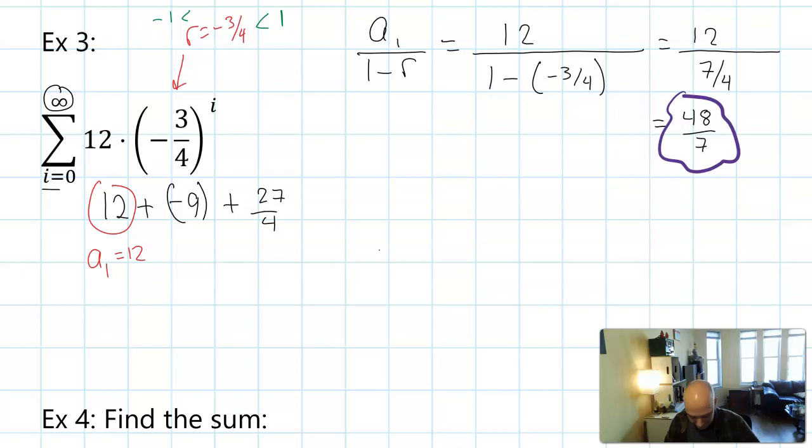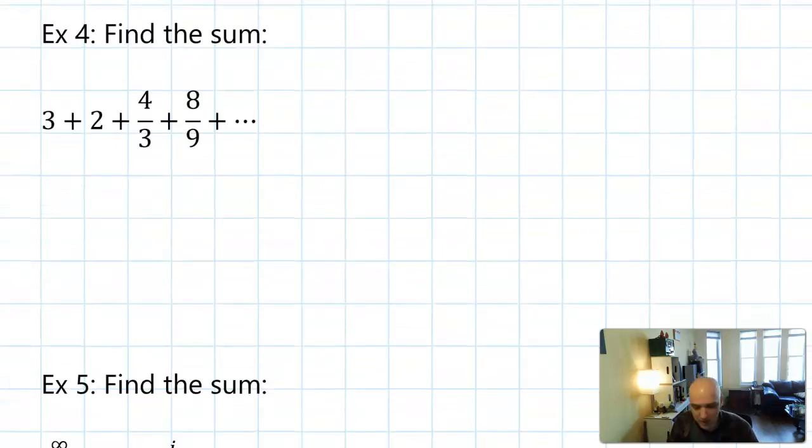All right, let's try another. So it won't always come to you in that nice sigma notation. That's actually the easiest notation. Now here we have to look at our sequence. All right, so 3, 2, 4/3, 8/9. This one might look a little weird to you. You might go like, what kind of sequence is that? And I think I get thrown off by the 3 and the 2.